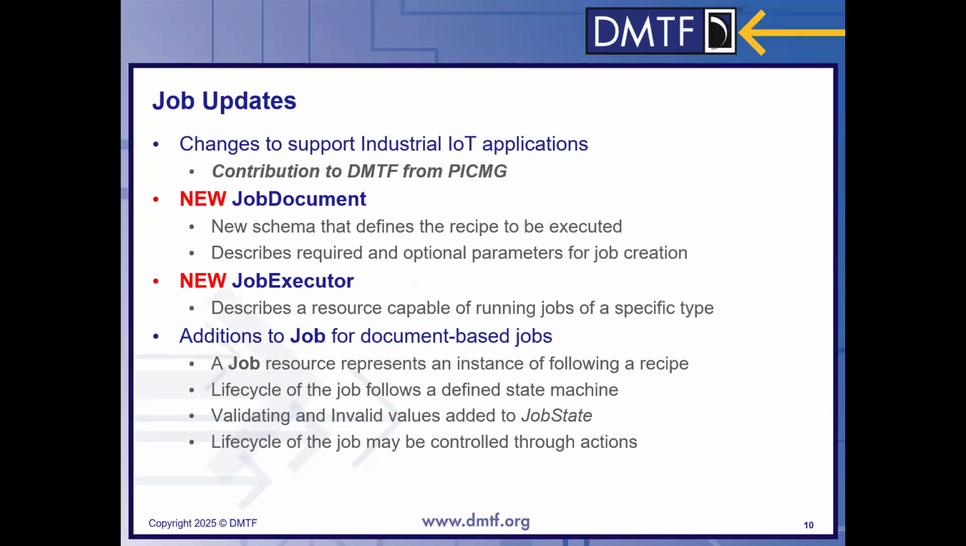Going in through jobs, this was paired with the submission that came in from PICMG for automation nodes as part of their industrial IoT applications. There was a need to be able to easily script up jobs that can be carried out by the factory. And so the proposal that came in was to create a new job document resource that describes a recipe for what the different nodes can carry out in terms of producing a widget or a thingy.